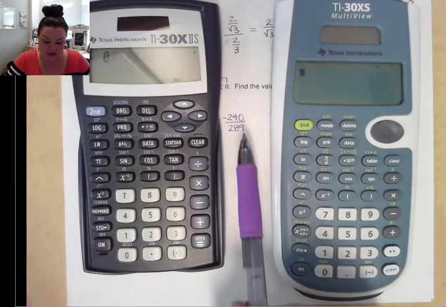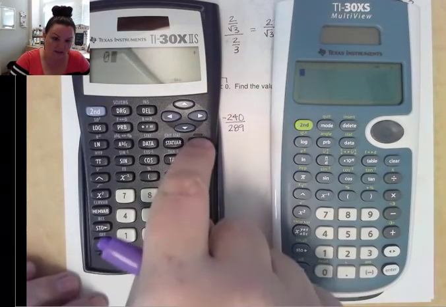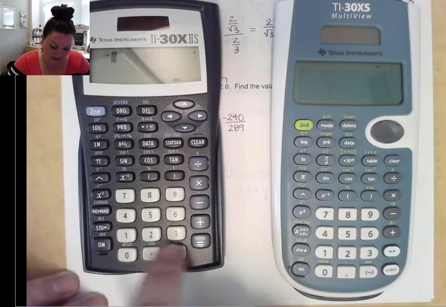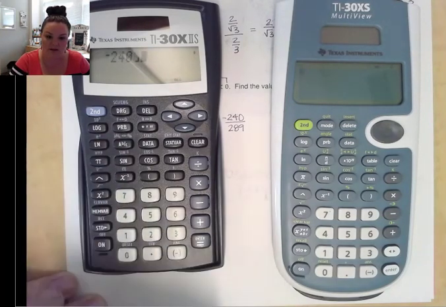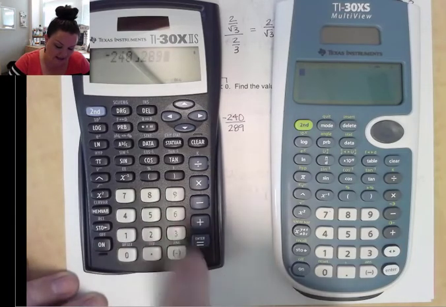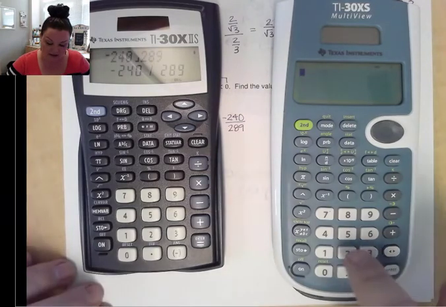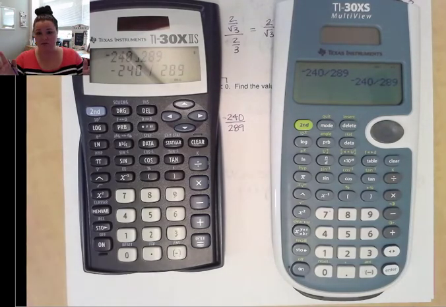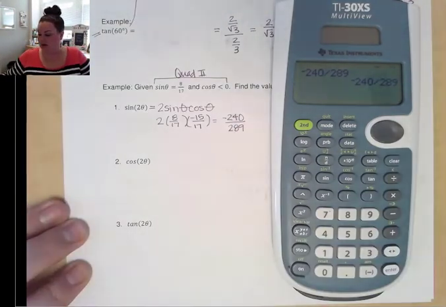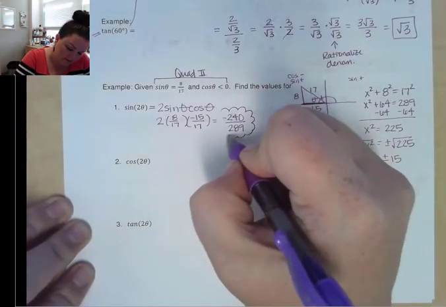If I want to check if negative 240 over 289 reduces, with this calculator I would do negative 240, then touch my fraction button, that A, B over C button, and put it over 289 and hit enter. Notice it gave me the exact same thing, and that's also what will happen if I do it on the other calculator. If it gives me the exact same thing, that means it's not reducible. So that is my answer for this one, and I'm just going to leave it like that.